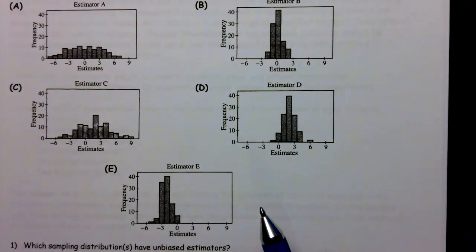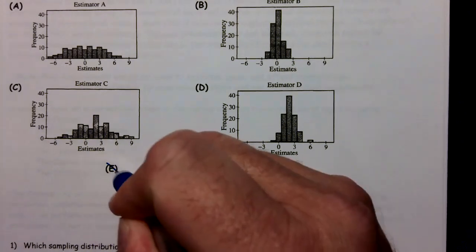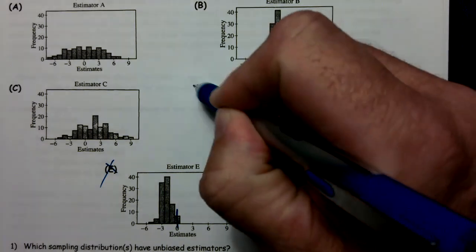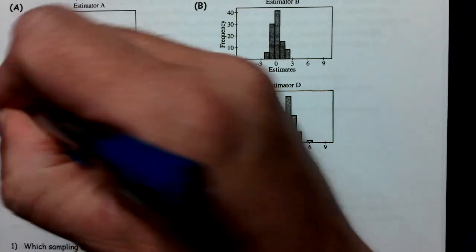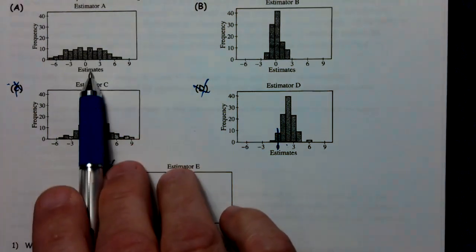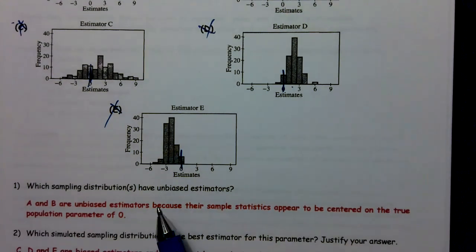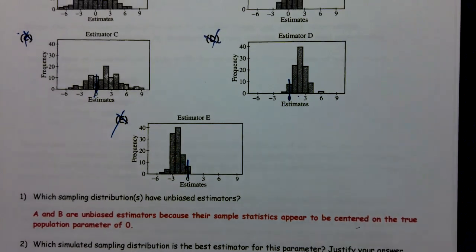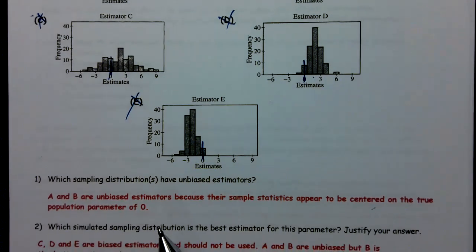All right. Which sampling distributions have unbiased estimators? Well, it's supposed to be centered on 0. So E is not, so it's biased. Supposed to be centered on 0. D is not, so it's biased. C is biased because it's not centered on it. So A is centered on it and B is centered on it. So A and B are unbiased estimators because their sample statistics appear to be centered on the true population parameter of 0. All right, so A and B would be the unbiased, and C, D, and E are biased.